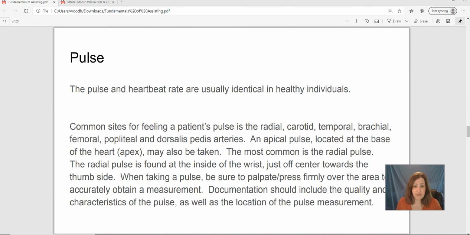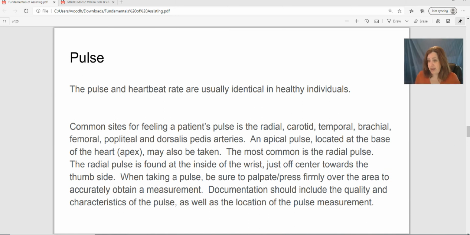Okay, pulse. Pulse and heart rate are typically the same thing. Common sites for pulse are the radial, carotid, temporal, brachial, femoral, popliteal, and dorsalis pedis. So with that, I'm going to say it in other terms. Wrist, neck, temple, arm, femoral is like in the groin, popliteal is behind the kneecap on the backside, and dorsalis pedis is down in the ankle. We also have the apical pulse, which is here at the heart, the apex of the heart, but you need to do that with a stethoscope. You wouldn't do that with your fingers.